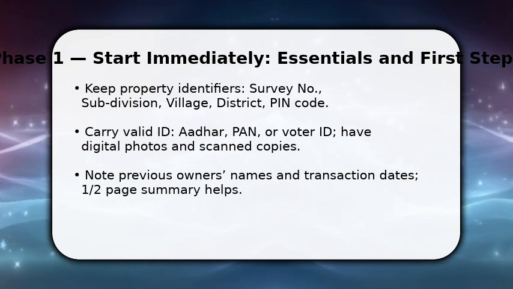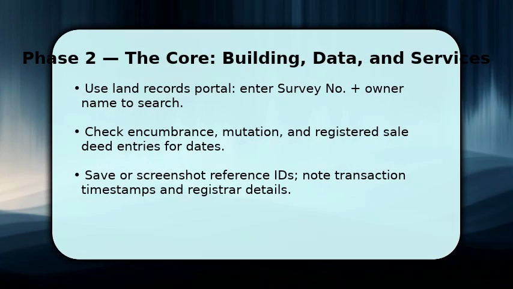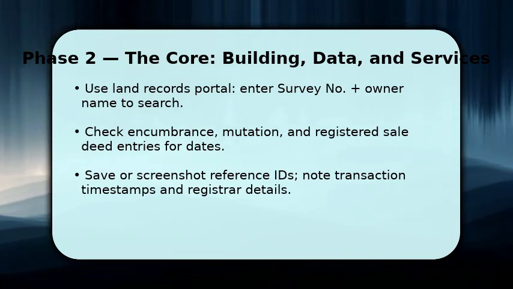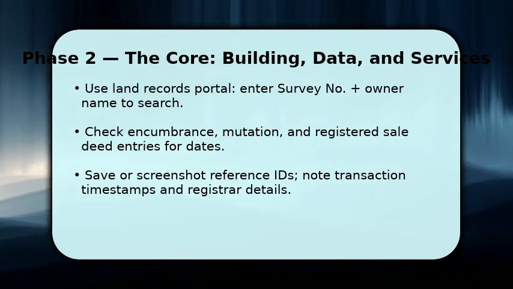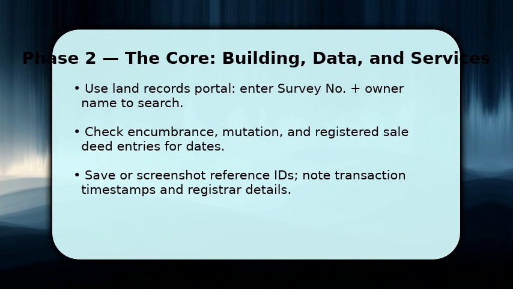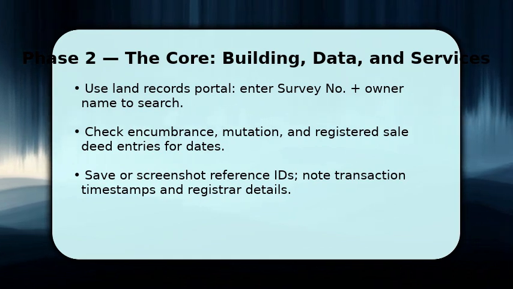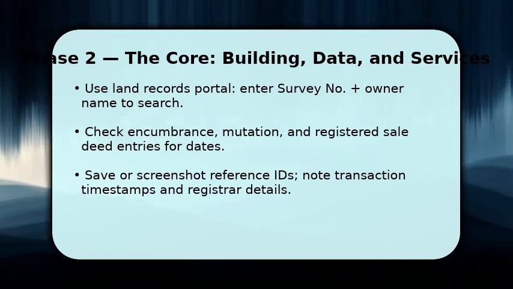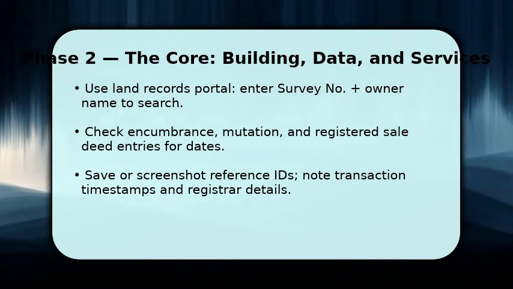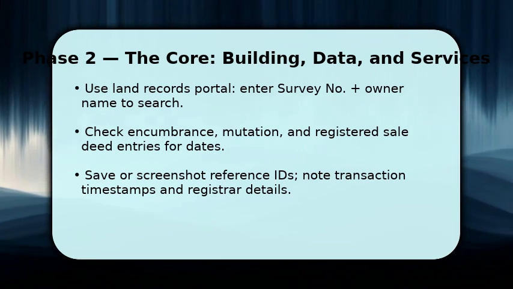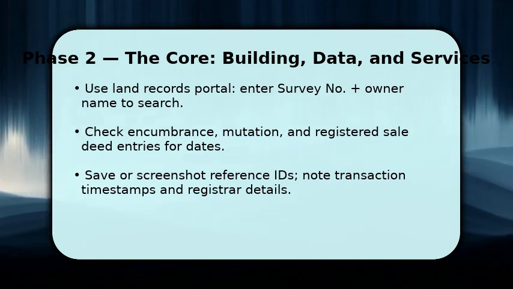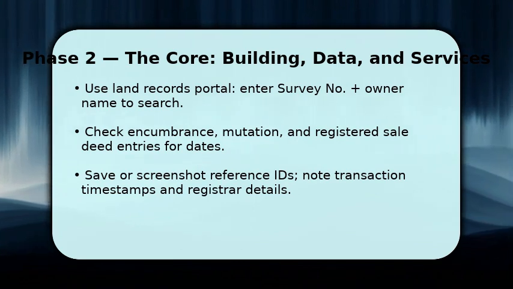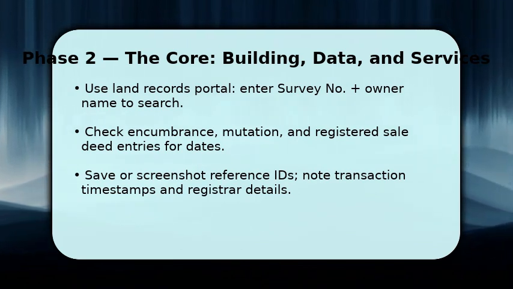You now perform the search on the official land records interface. Enter the survey number and owner name, then filter by year range. Once results appear, open encumbrance and mutation tabs to read linked documents and registered sale deed entries. This shows ownership history and charges. Make sure to download or screenshot each page, especially the registration number and timestamp, because those are your proof. If you see multiple owners, compare names and dates carefully, and keep a short timeline so you understand chain of title.